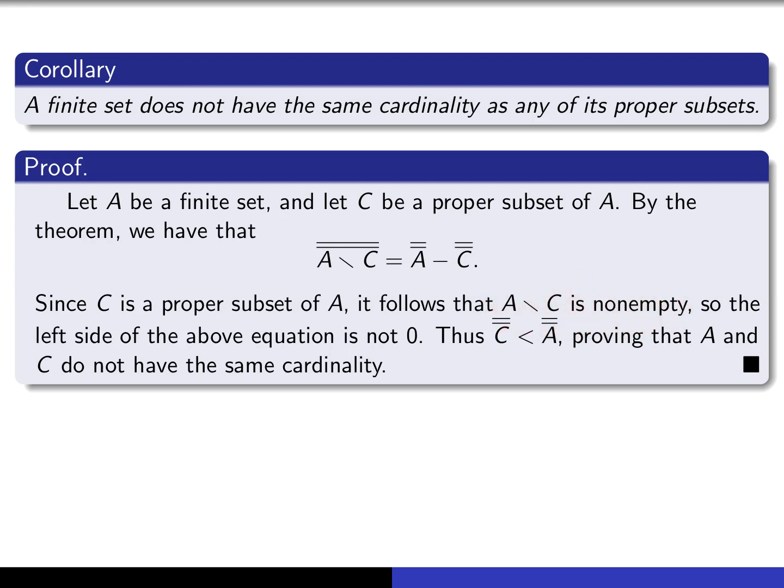And the fact that it's non-empty tells us that it must have a positive cardinality, and therefore this must be a positive number, and so that proves that the cardinality of C is strictly smaller than the cardinality of A, and therefore C and A cannot have the same cardinalities. That completes the proof.